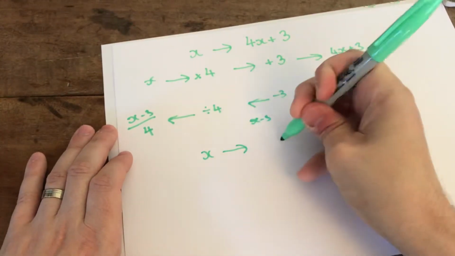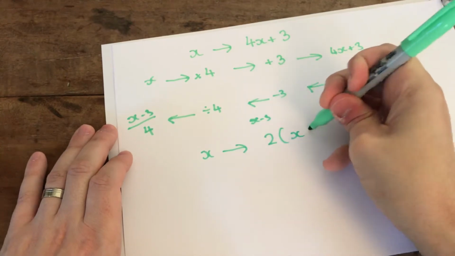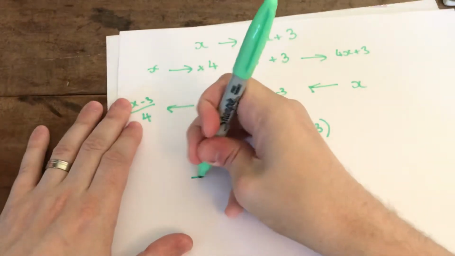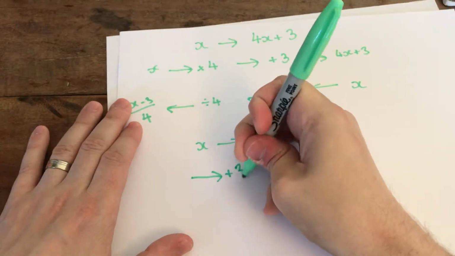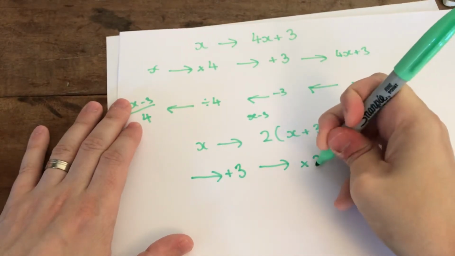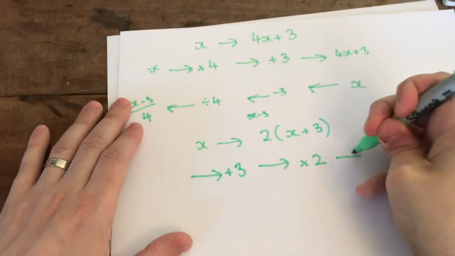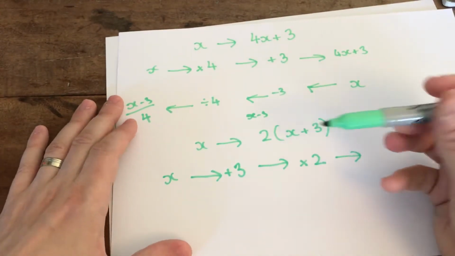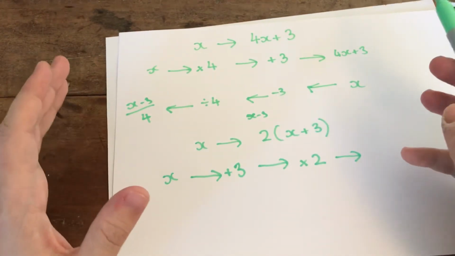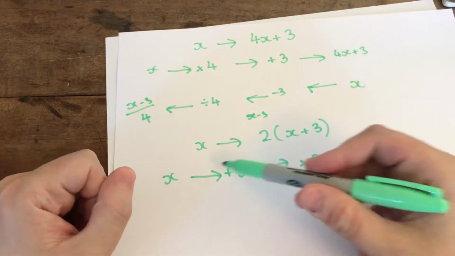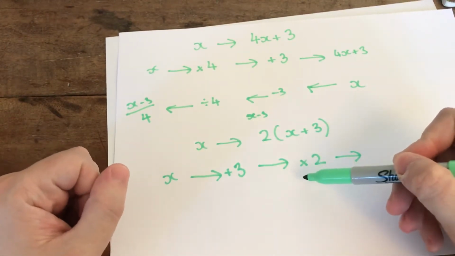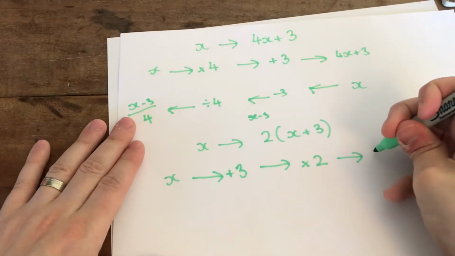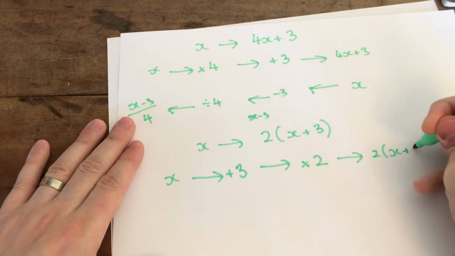So this time I'm going to do 2 brackets x plus 3. Now this one is slightly different because what's happening is I'm adding 3, then I'm timesing by 2. And that's why there's brackets there. Now I could expand those brackets, which I know you can do, and write this function a different way. But that's how this is written for this. And what comes out is 2 brackets x plus 3.